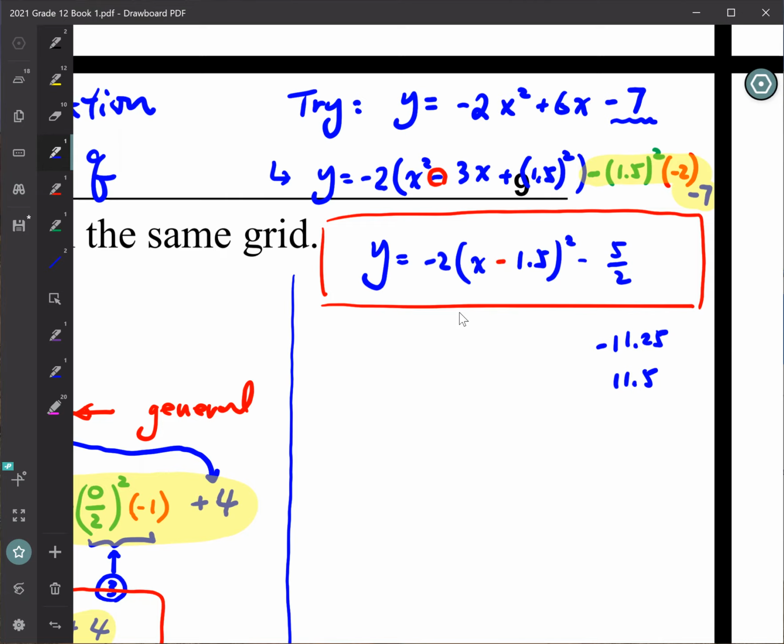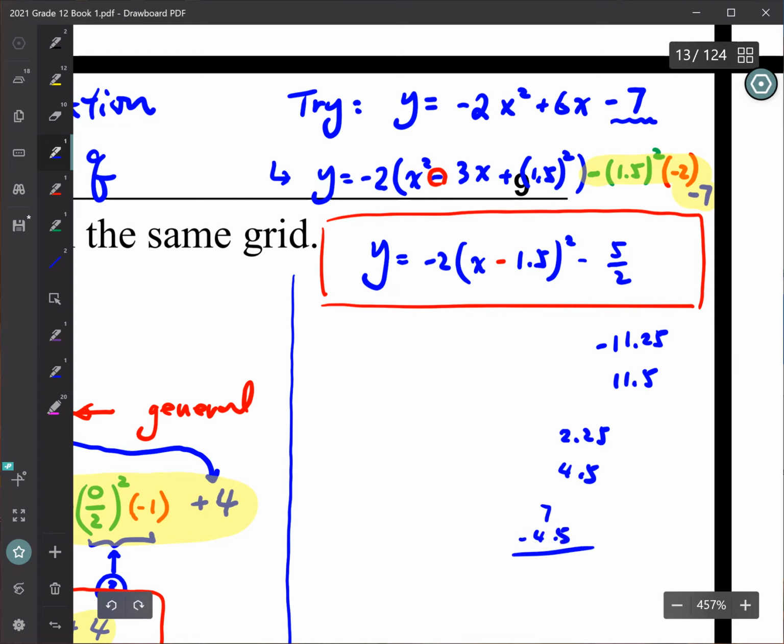1.5 squared, that should be 2.25, right? 2.25 times 2, right? That will be 4.5, because negative times negative will make it positive, right? Negative 1.25 squared times -2 will be positive. So 4.5 minus 7, the same as 7 minus 4.5, right? So that should be 2.5, right? 2.5.